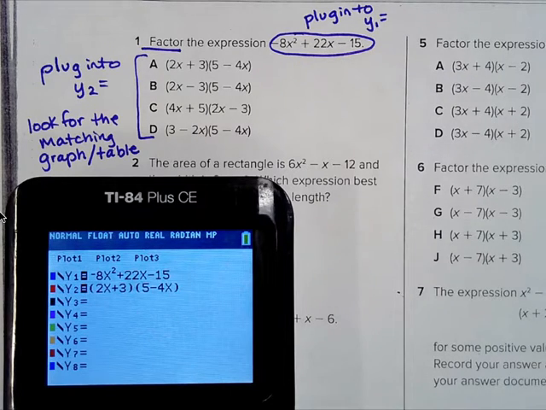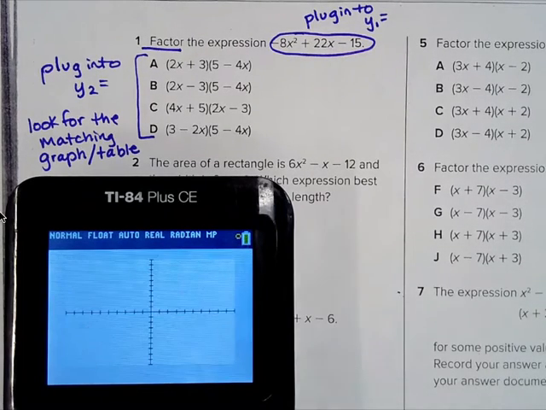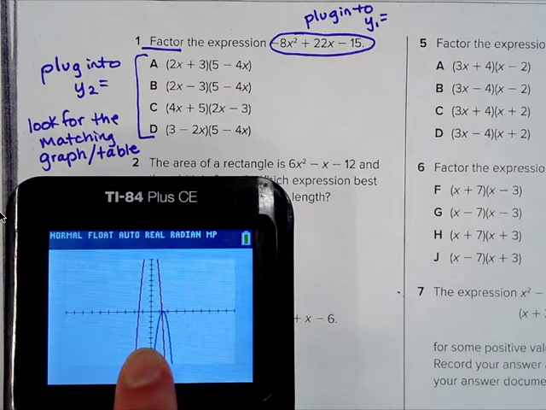And look at the graph. Look at the table, either one. You're looking for the match. You want them to look exactly the same, because remember, factor means you are making it into simpler form, but they're still the same. It's equivalent. So if I hit graph, they're not the same, right? You can tell on here that they're not the same.